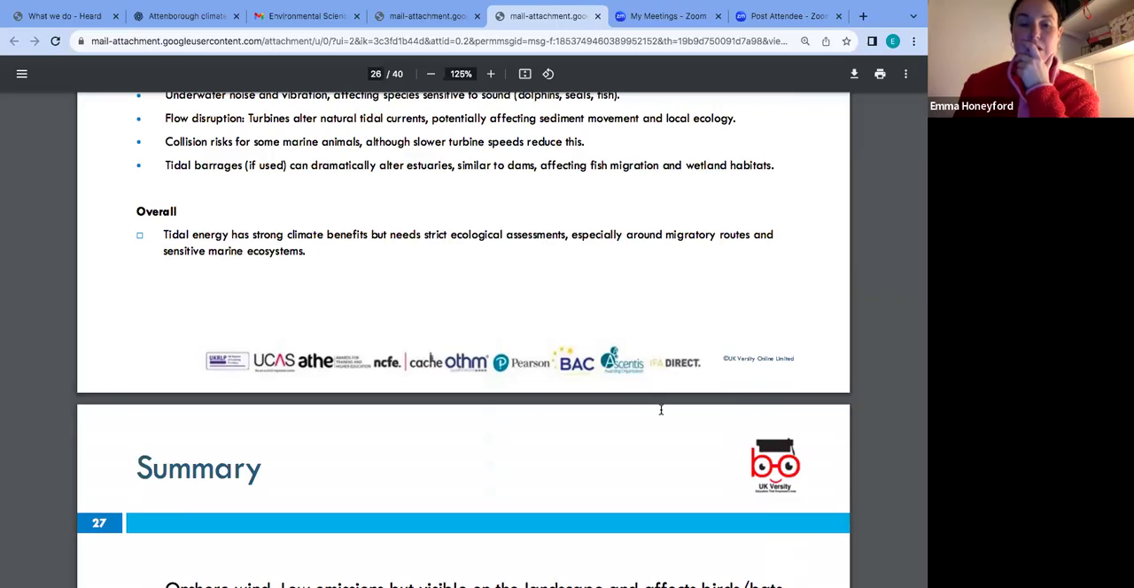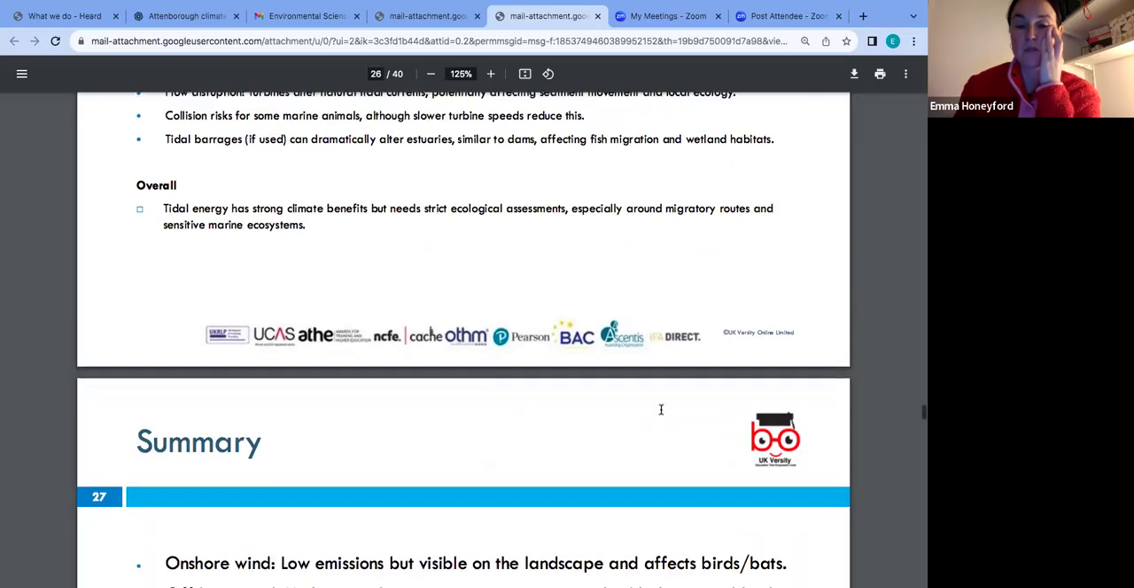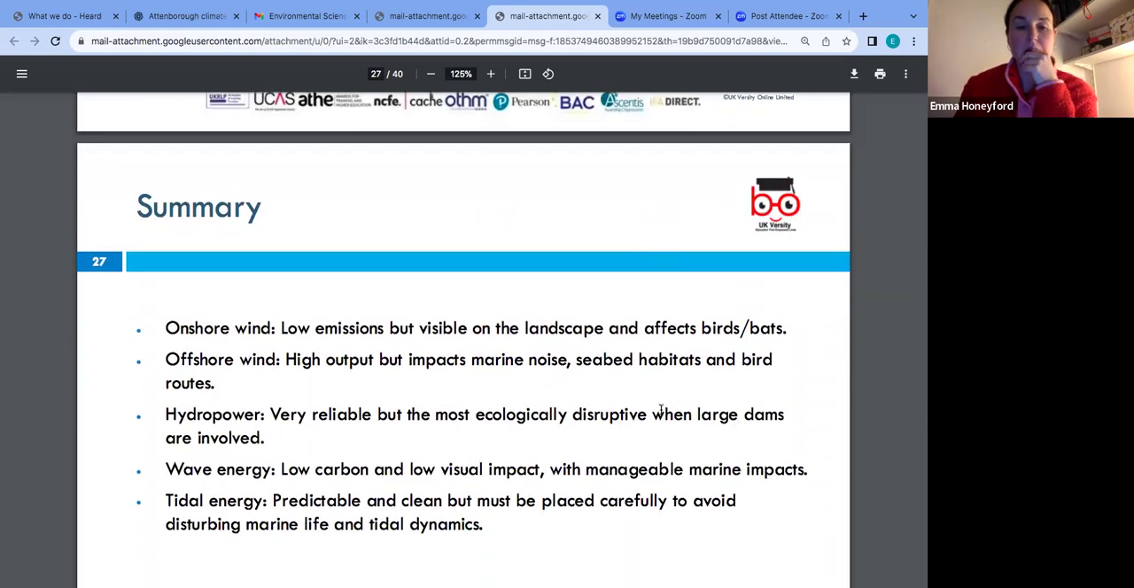So when we look at where we place tidal energy, it's important to do an ecological impact assessment. So you've got awareness of the local nature systems and what the species are around the area, to then put a plan to protect them in place.